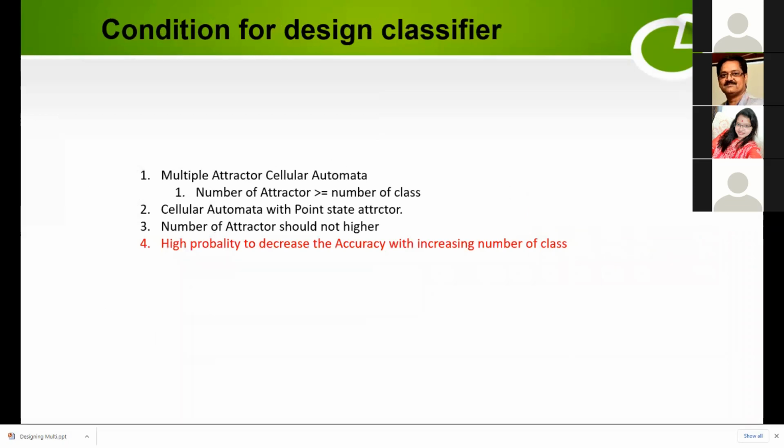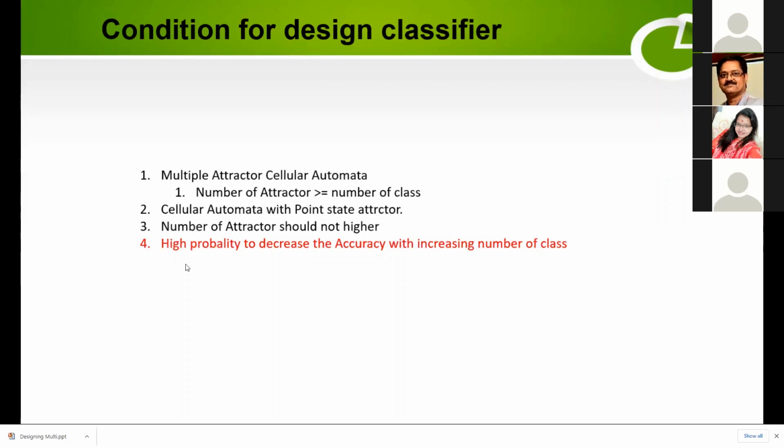Now, what conditions can we derive from our discussion? The first condition is that we need a multiple attractor cellular automata, where the number of attractors must be greater than or equal to the number of classes. Otherwise, it is not possible. Second, our preference is to always synthesize or consider the cellular automata with point state attractors. And to reduce the memory overhead, the number of attractors should be very small.